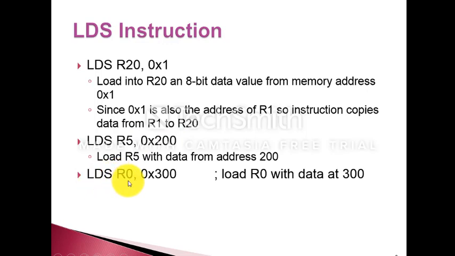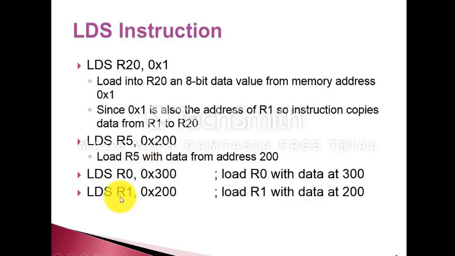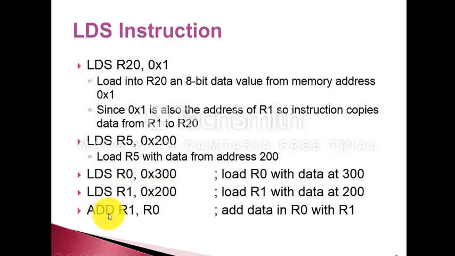LDS R0, 0x300 means it stores data from memory location 0x300 into R0. LDS R1, 0x200 means it stores data from 0x200 into R1. Add: the add instruction means that it adds the data of R0 and R1 and stores that data back to R1.